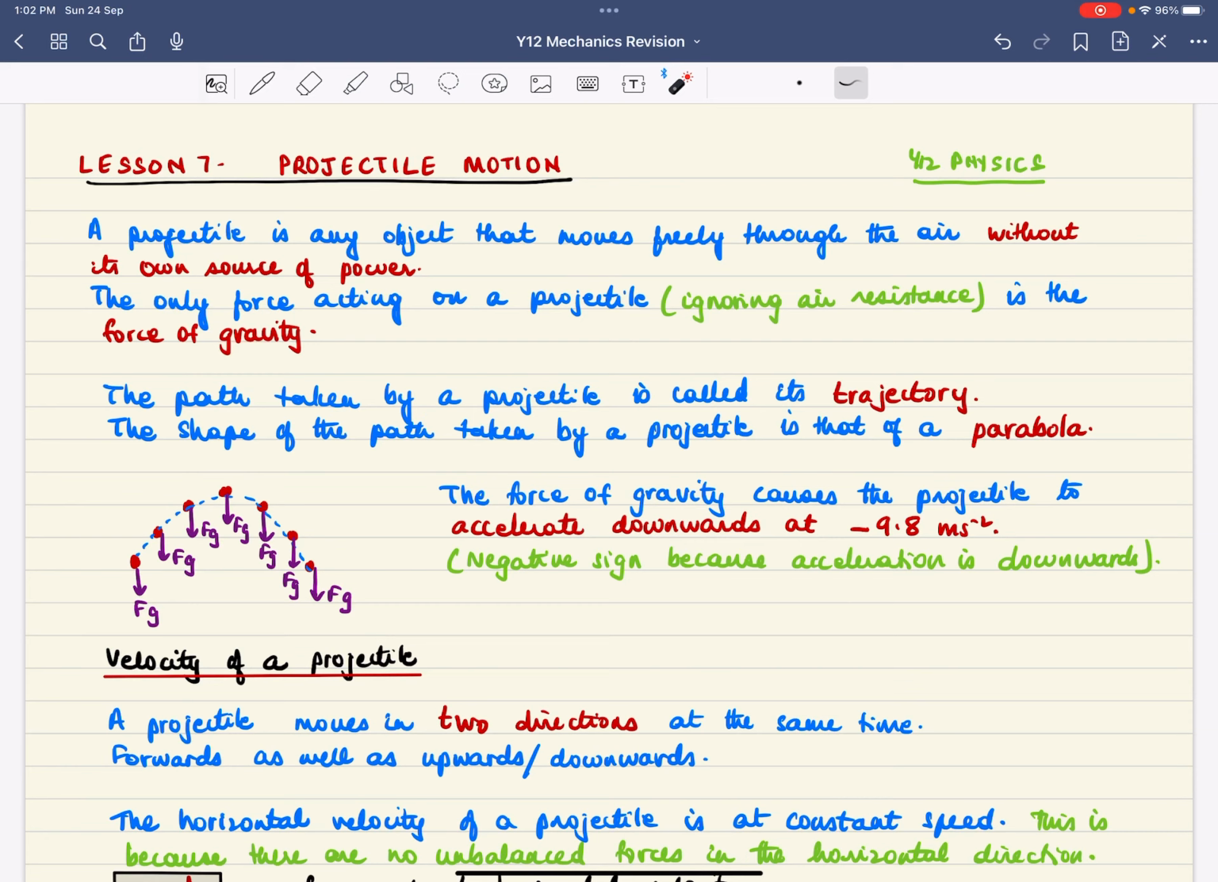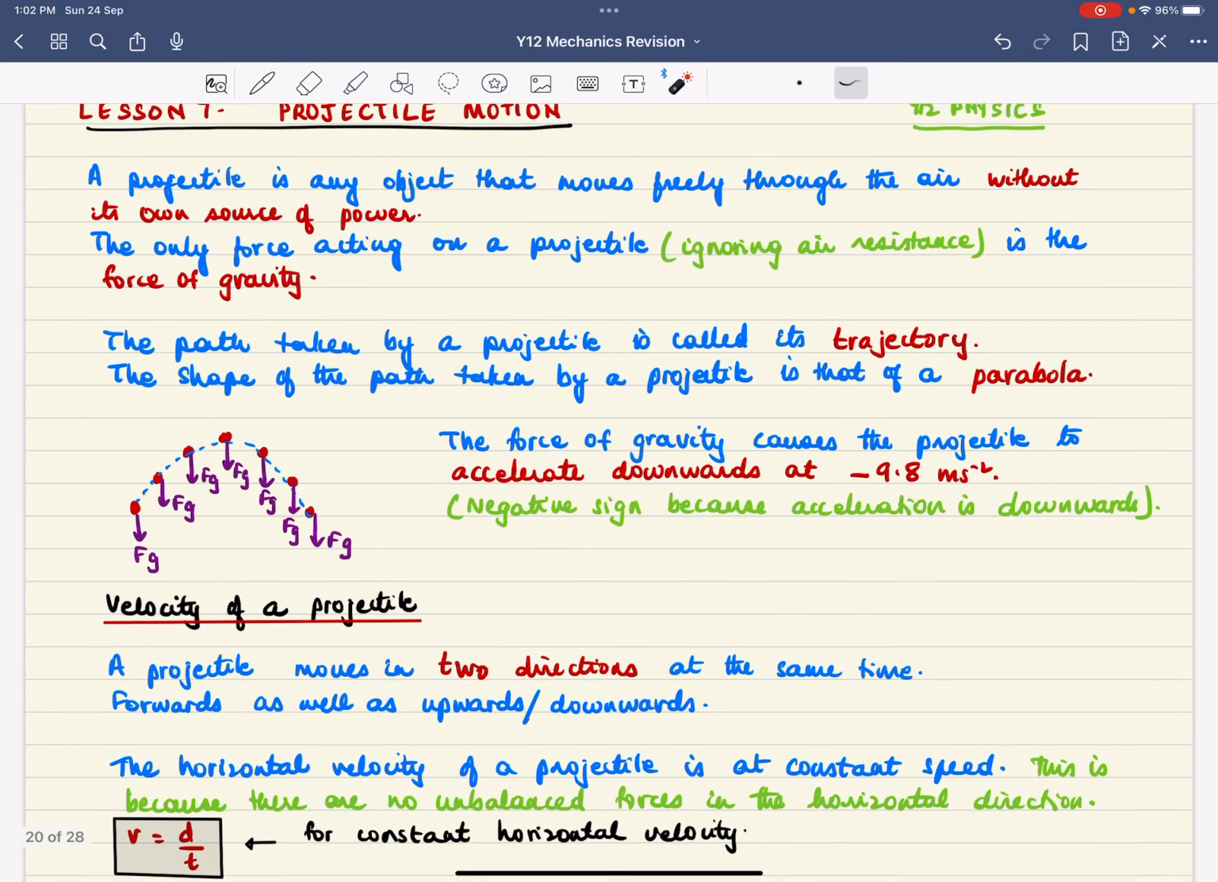Now, the path taken by a projectile is called its trajectory, and the shape of this path is that of a parabola. The force of gravity causes the projectile to accelerate downwards all the time at negative 9.8 meters per second squared. The reason I've put the negative sign is because acceleration is downwards, and these are vectors, so I take everything in the downward direction as negative.